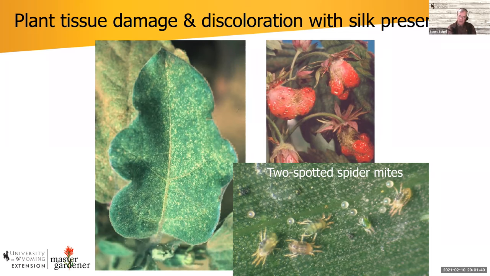This is frequently the case with the usage of the old insecticide called Carbaryl, often sold as Sevin, although they've reformulated. Sevin nowadays does not mean that it has Carbaryl in it, but that was one where the Carbaryl had no effect on spider mites, but it did kill their predators. And so you could have a flare up after you had treated with Carbaryl.